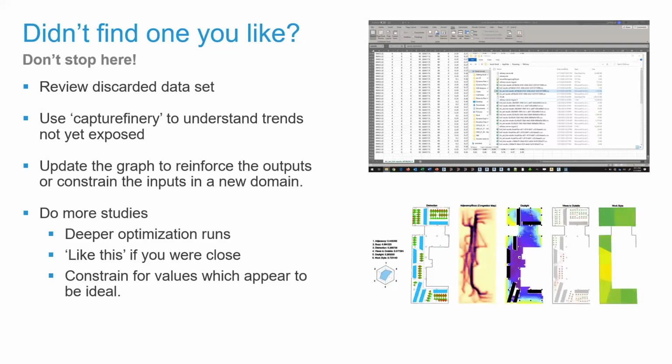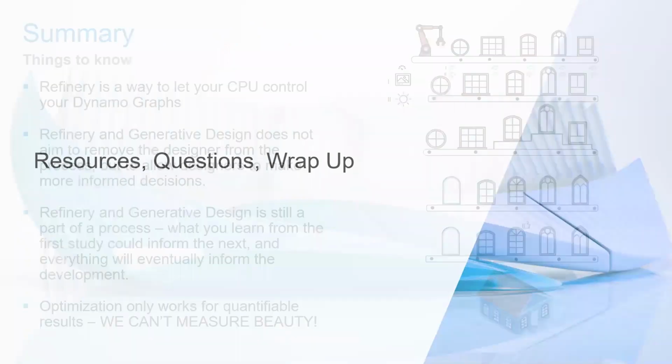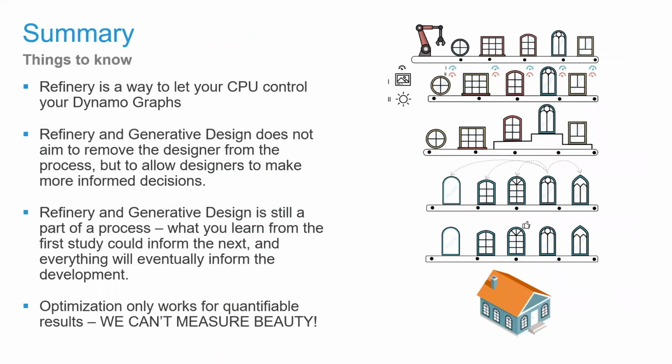You can also do deeper optimization runs, do some like this if you were pretty close but you want to see some more, or constrain the values, like I said, in a different way. All right. So in summary, this is kind of what the process looks like. And the reason we see this, it's not getting rid of the designer. It's giving you guys the option.